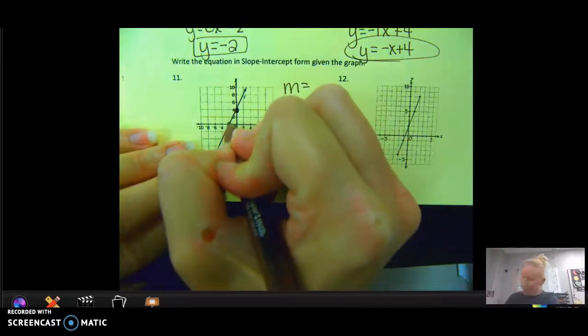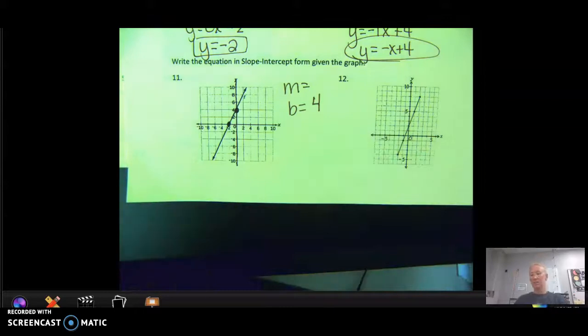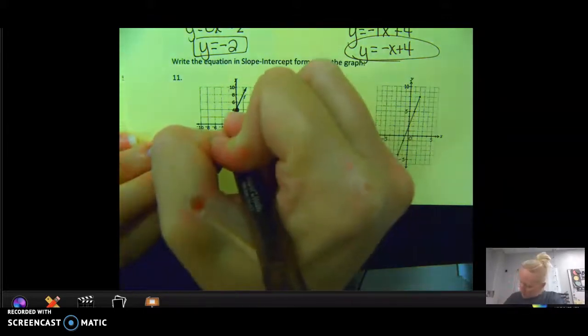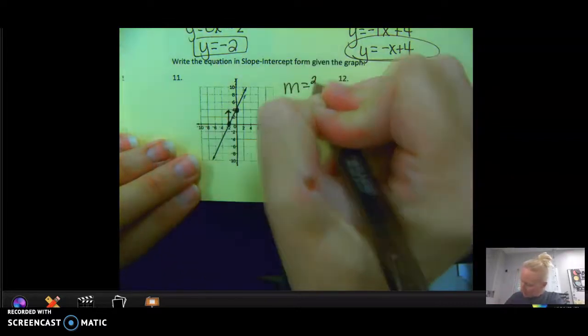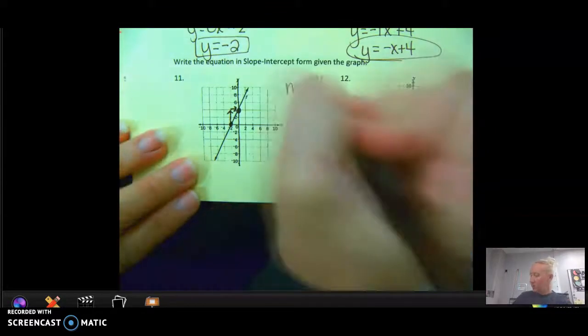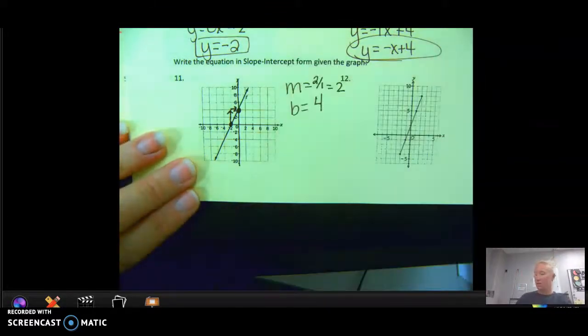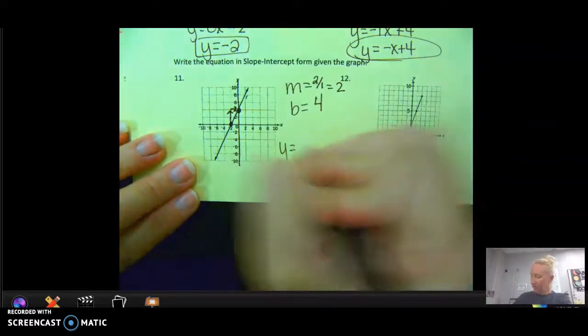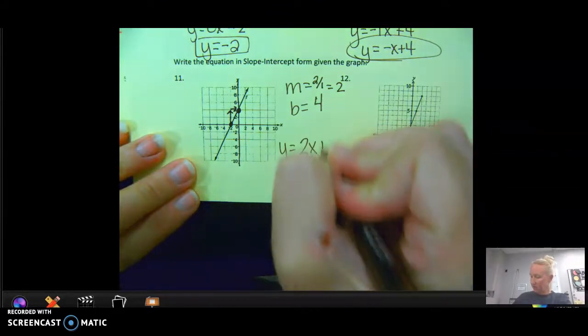Now, in order to find slope, I'm going to find another point on this line. So there's another point right here. And remember, just like we did yesterday, we're going to count up our rise and we're going to count over our run. So I go up 1, 2 for rise. And I go over 1 for run. So it's 2 over 1, which is just a slope of 2. So now I can write this. y equals my slope, x, plus my y-intercept.